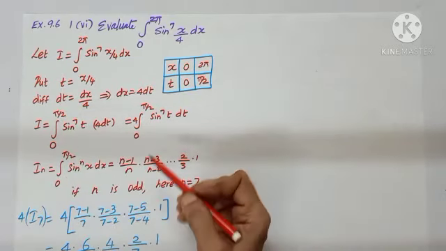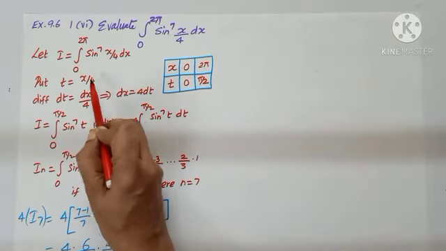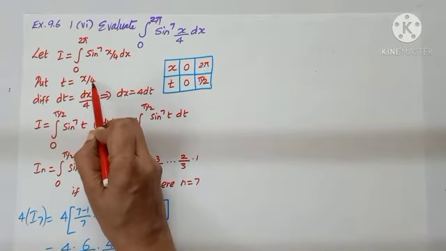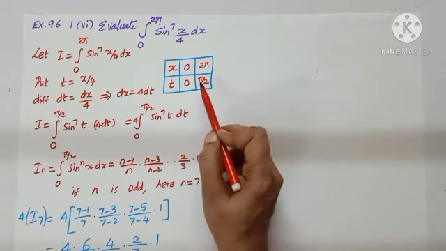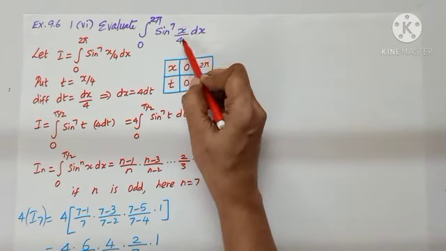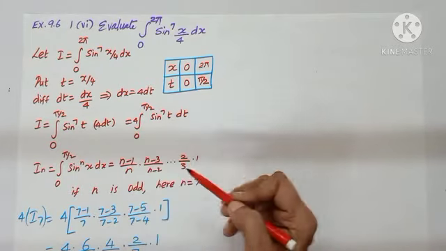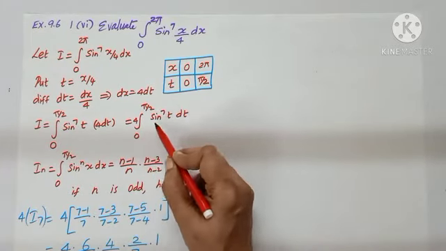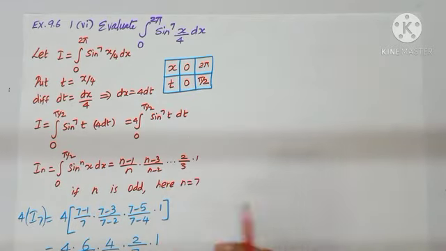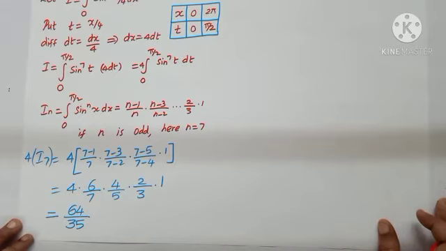4 dt. As I change the limits, when x is 0, t is equal to 0 by 4, that is 0. When x is 2 pi, t is equal to 2 pi by 4, that is pi by 2. So now the integral becomes 0 to pi by 2 sine power 7 x by 4 is t. dx is 4 dt. Bring 4 out. It is integral 0 to pi by 2 sine power 7 dt. Odd power. Apply the formula. Simplify and get the answer as 64 by 35.